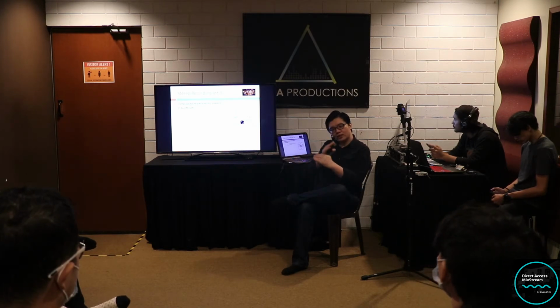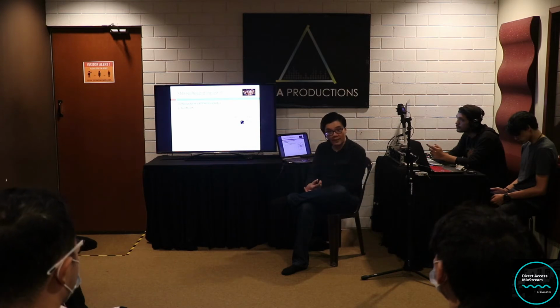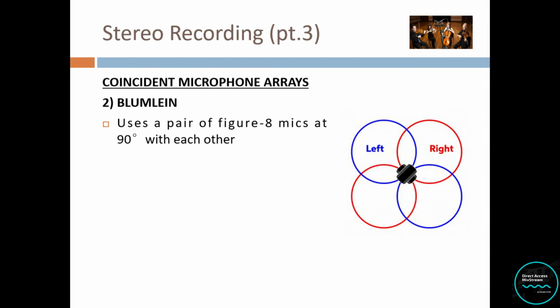So the difference between the Blumlein technique and the XY technique is the type of polar pattern being used. The Blumlein technique uses a pair of figure 8 mics at 90 degrees with each other.